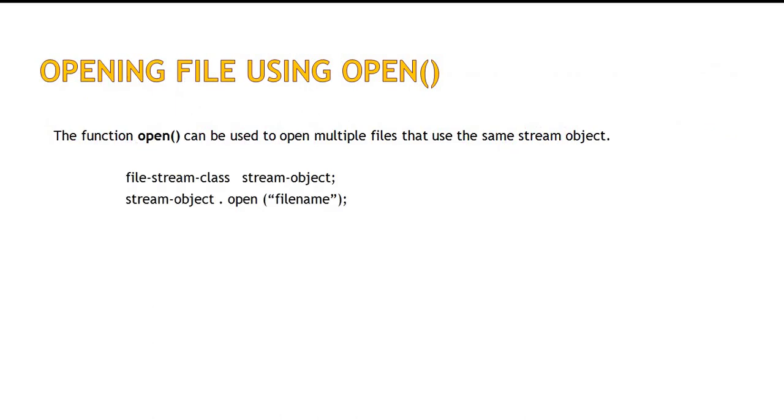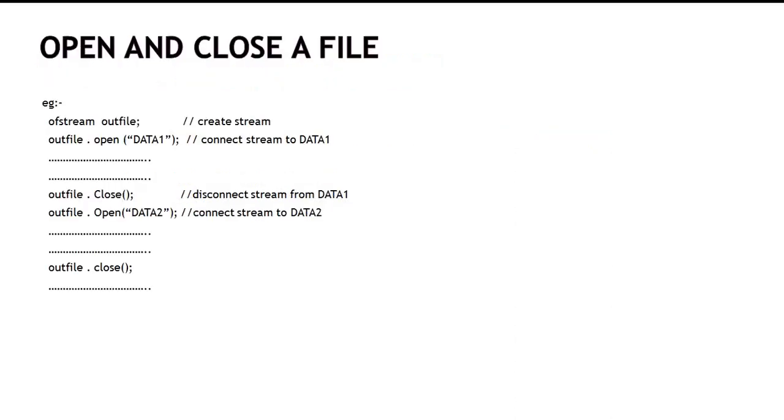Opening a file using the open method. The file open method can be used to open multiple files that use the same stream object. File stream class, stream object dot open, file name. Open and close a file.